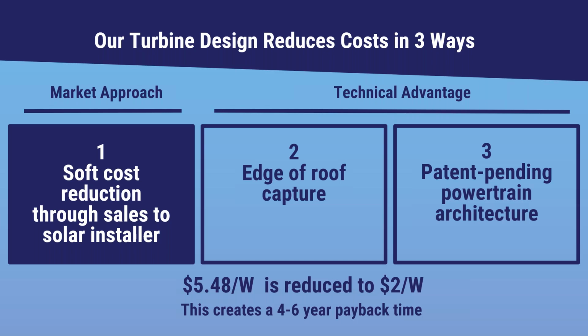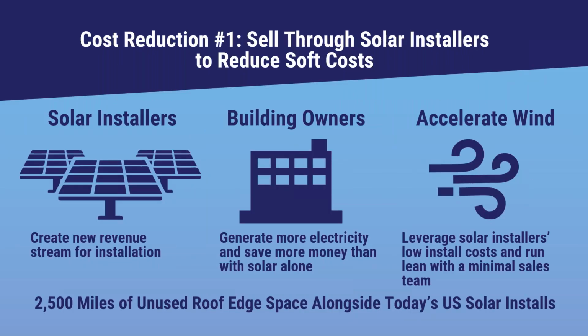Now, these 3 approaches probably don't mean a lot to you yet, so I can talk through each of those on the next slides. So the first thing we do, I mentioned, is we've designed our turbines to be installed by solar installers and sold through solar installers and installed alongside solar. So our turbines go on the edge of the roof, where we estimate there's about 2,500 miles of unused roof edge space alongside solar installs in the US today.